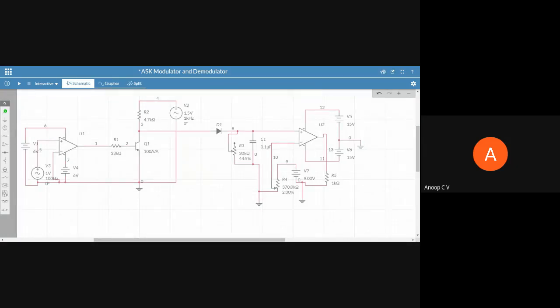So in the recorded video, the working of the circuit and other aspects related to communication were explained in detail. So we will not be taking up all those aspects today. Directly, we'll start with the simulation of the experiment, right?